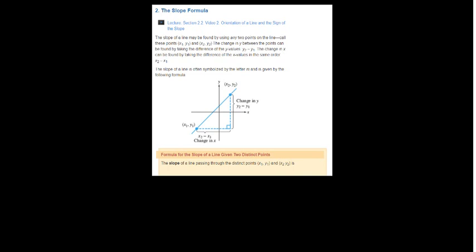The slope of a line may be found by using any 2 points on the line. We're going to call these points x1, y1, and x2, y2. The change in y between the points can be found by taking the difference of the y values. The change in x can be found by taking the difference in the x values. The slope of a line is often symbolized by a letter m and is given by the following formula.